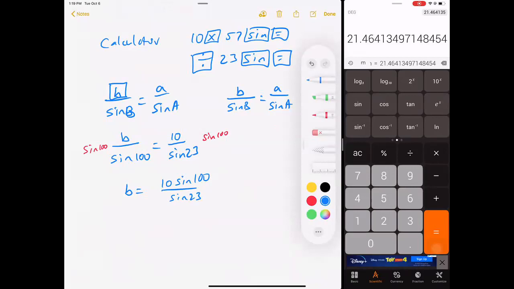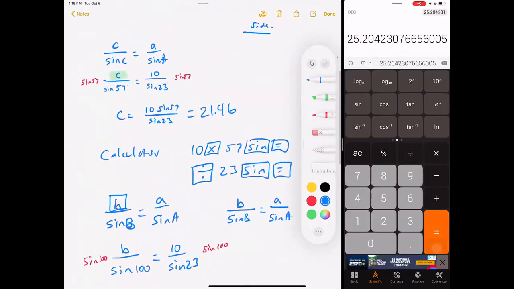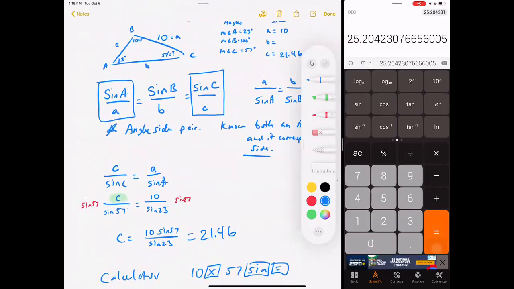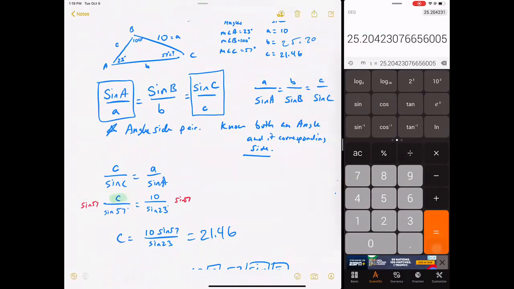Okay, I'm going to go ahead and type it the way I see it. 10 times sine 100 divided by sine 23, equals 25.20. On top, my B is 25.20. So let's go and look at the triangle. 25.20, and we said 21.46.